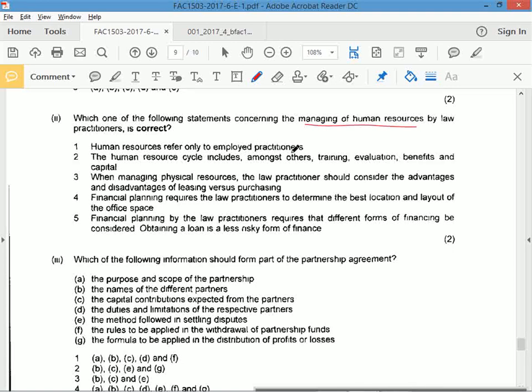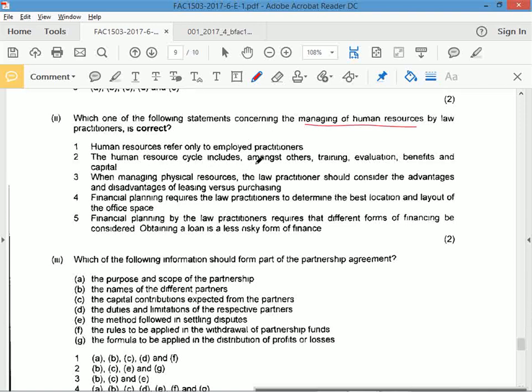Why? HR could deal with potential recruits. Okay, new people coming in, not people that are already in, if that makes sense. Yeah, because it says only, and HR can't only be referring to that. It's looking at both. Yeah, it's recruitment, it's new people, and it's also new people as well, not employed only.